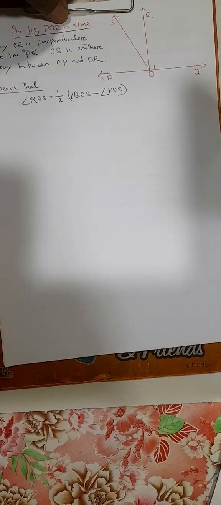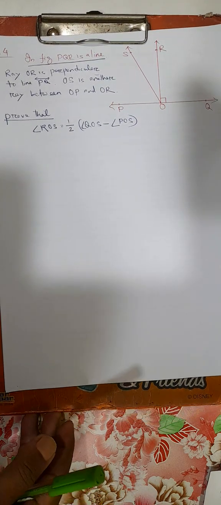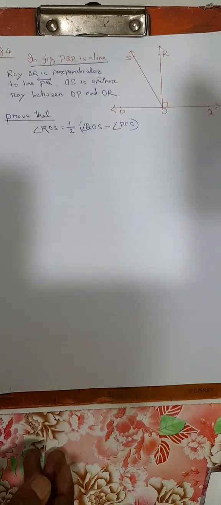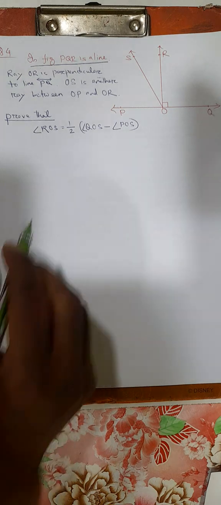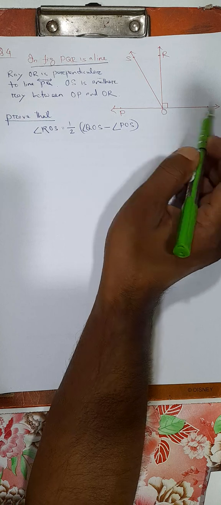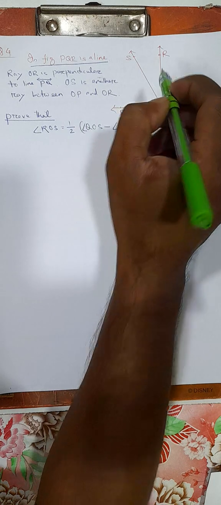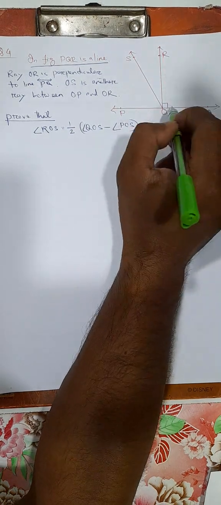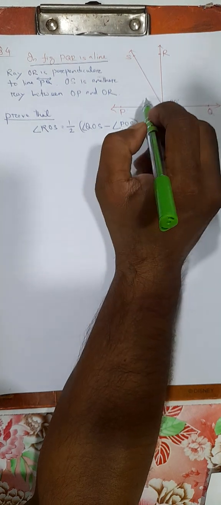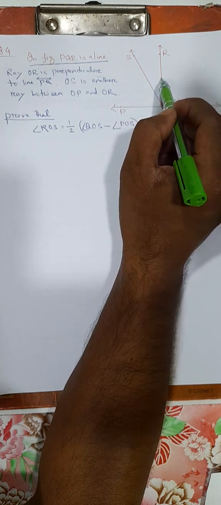Now let us come to question number 4. This is question number 4. In the given figure, PQR is a line. PQR is a straight line. Ray OR is perpendicular to PQ. This ray OR is perpendicular to line PQ. That means this angle is 90 degrees. OS is another ray in between OR and OP. This ray lies in between OR and OP.